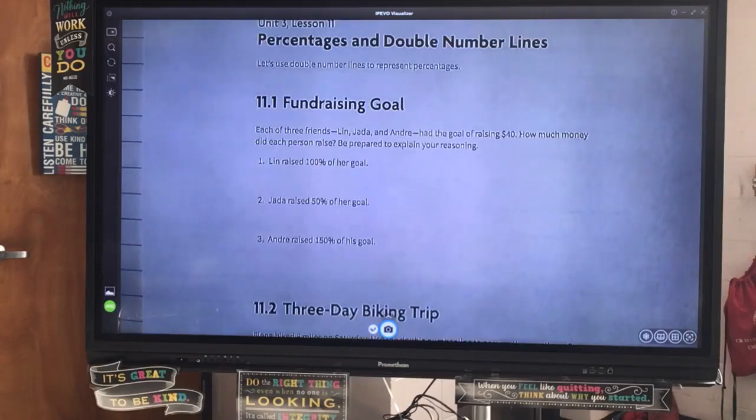How you got those numbers. So I got 40 because that's the entire goal. Then 20 is half of the goal, and Jada raised 50%, which is half of 40, so that's $20. And for 150, I'm going to show you, it's plus 40, because half and 40 is 1 square. I'll show you what I'm doing.